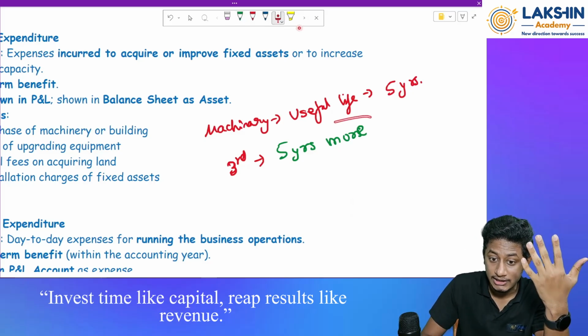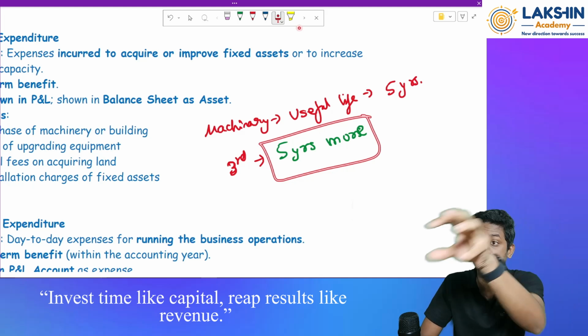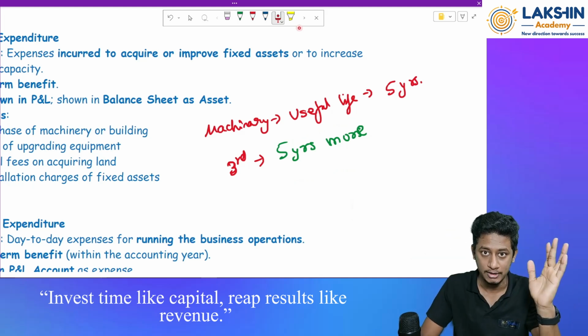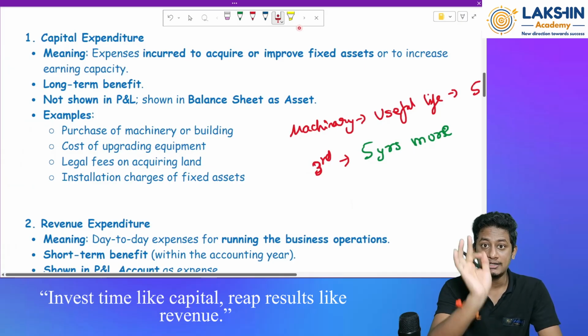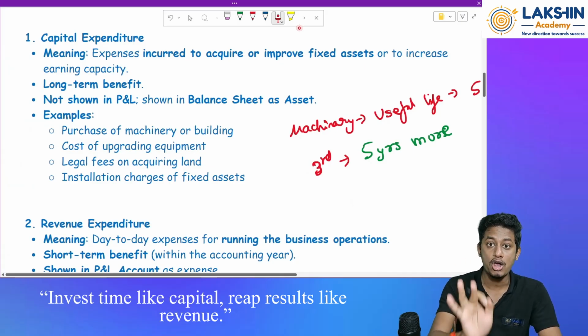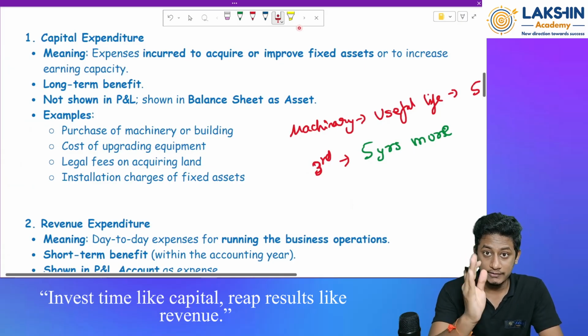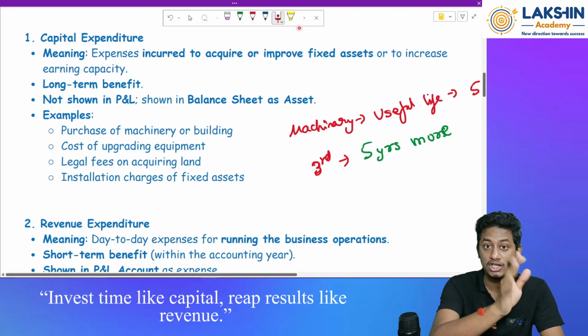That means I am earning a long-term benefit out of the expense I have made. So because of that, this expense will be added to the cost of the asset. Remember the words I am telling you. It will be added to the cost of the asset.